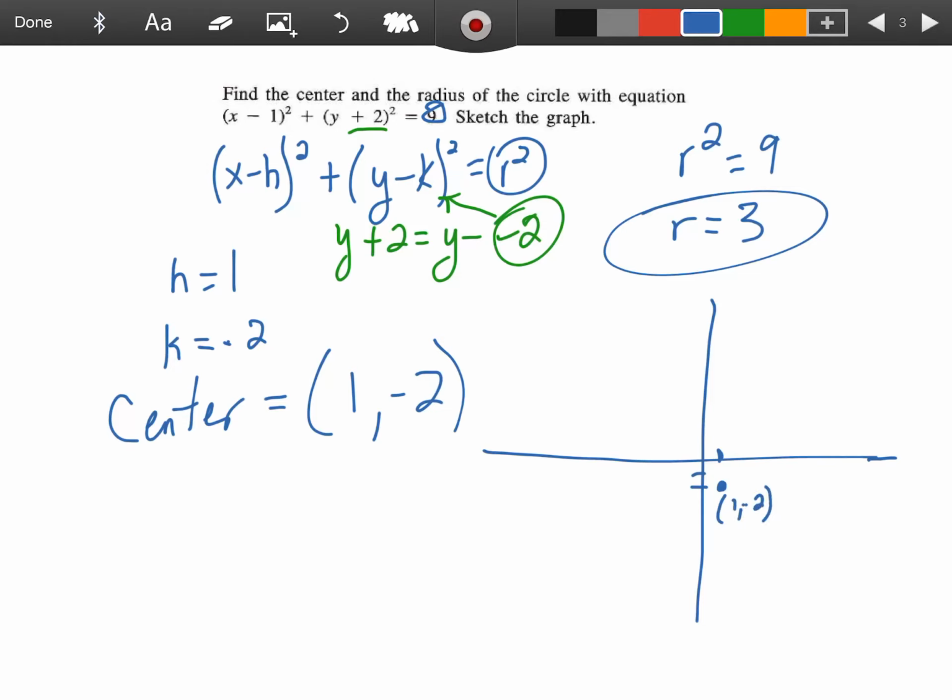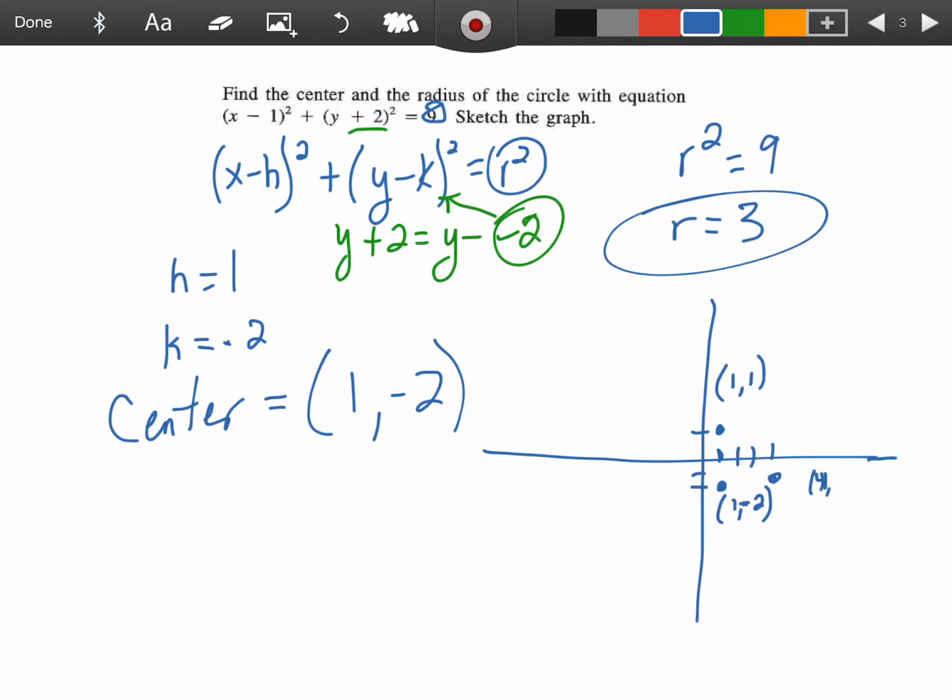And now I want to sketch 4 other points that are the distance 3 away. I'm going to go 3 directly up, 3 to the right, 3 to the left, and 3 down. Those will be my 4 other points. So if I go 3 up, this is the point 1 comma 1. If I go 3 to the right, 1, 2, 3. This here is the point 4 comma negative 2.